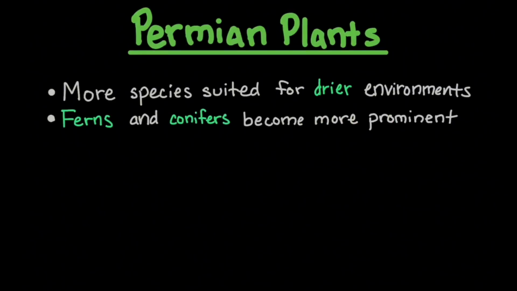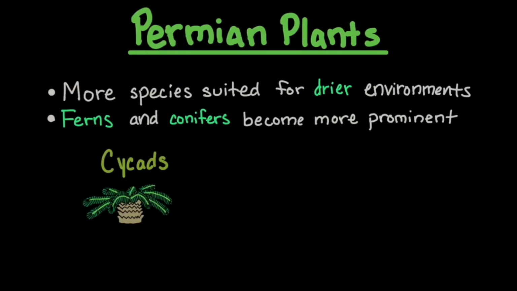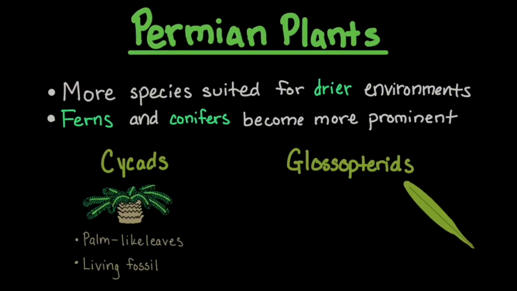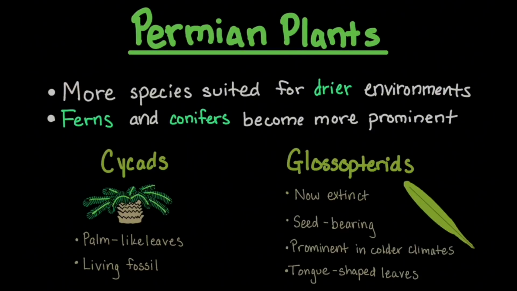Ferns and conifers became more prominent. During the Permian, we have the first cycads. Cycads are considered living fossils, which means that modern cycads are very similar to those that appear in the fossil record. Cycads have palm-like leaves and are prominent in the following Mesozoic era. Glossopterids also make their first appearance. These plants are now extinct, but produce seeds and were prominent in colder climates. They were known for their tongue-shaped leaves.